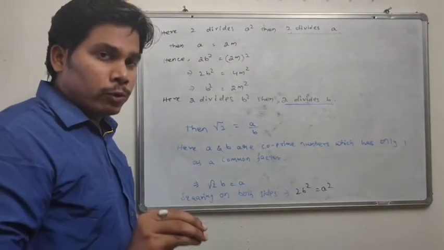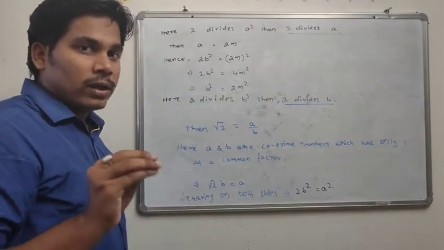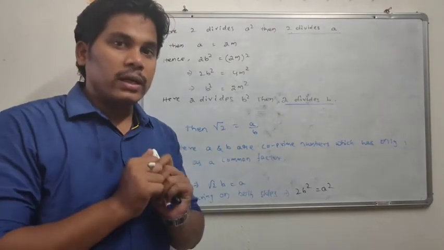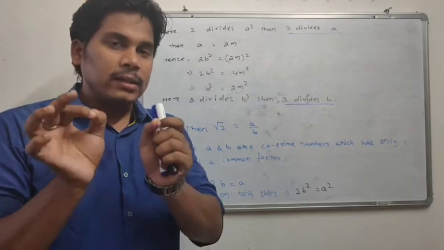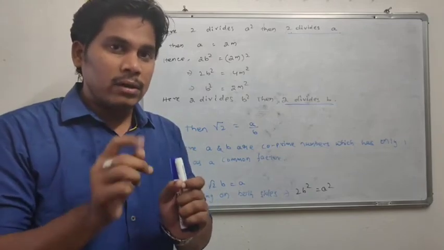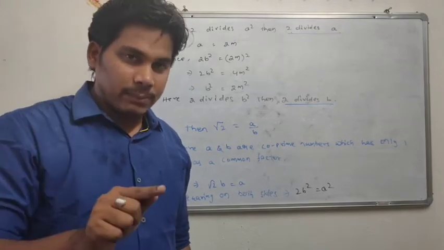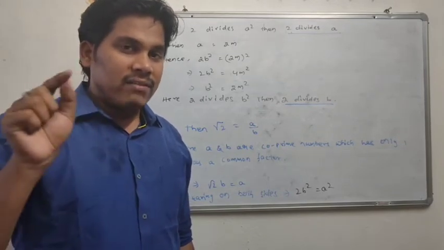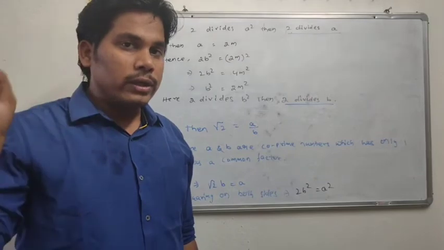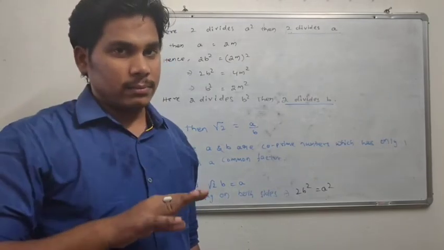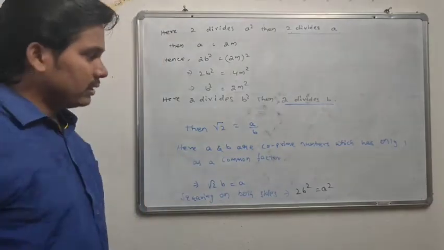If root 2 equal to r by s is wrong, means what? We cannot represent the number in the form of p by q. It contradicts our statement that root 2 is a rational number. Then we can simply say root 2 is an irrational number. That I am writing in language. See.